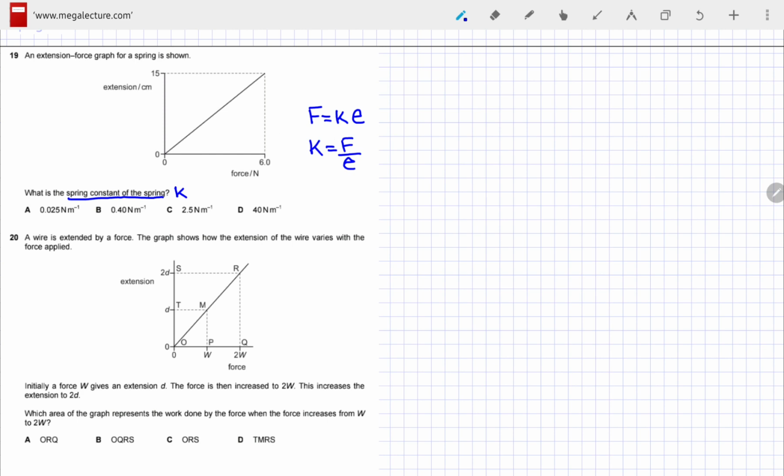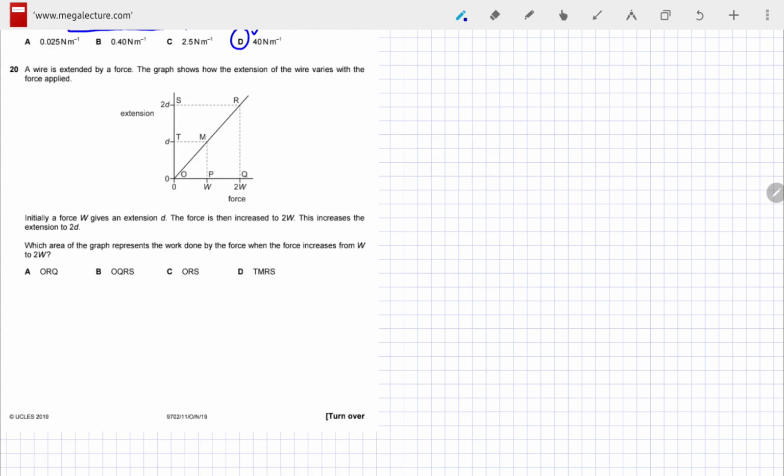So for force, let's pick the value 6 newtons, because the force is on the horizontal axis. So we have 6.0 newtons divided by the extension, in this case 15 centimeters. So what is 1 centimeter? That is 15 × 10^-2 meters. So when you compute this, you get 40 newton per meter. So the force constant is 40 newton per meter, which is option D.